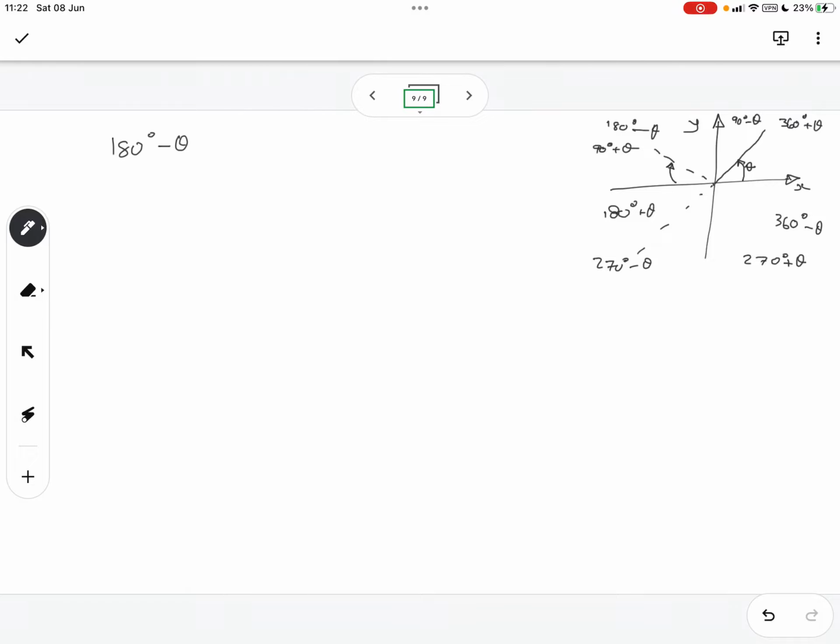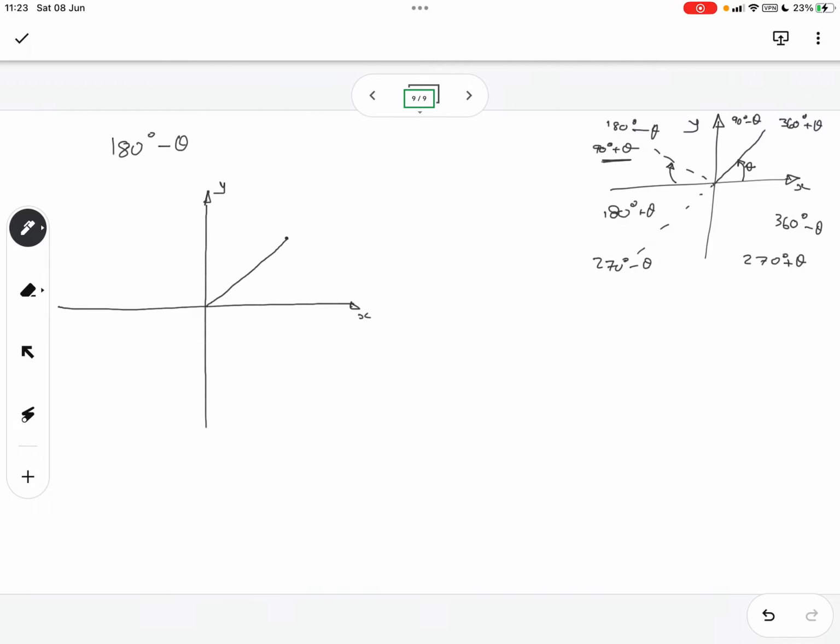Again, this is also 90 degrees minus theta. This is 90 degrees plus theta. This could be 270 degrees minus theta, and this could be 270 degrees plus theta. Either way, these ones involving 90 degrees will always change to co-functions of the function that's given with this argument. Yeah. So we're going to start with 180 degrees minus theta, and it starts here.